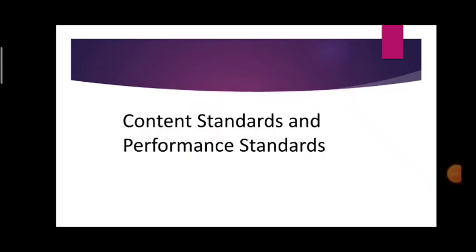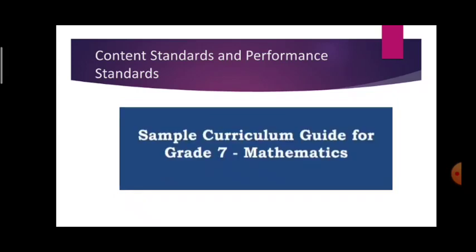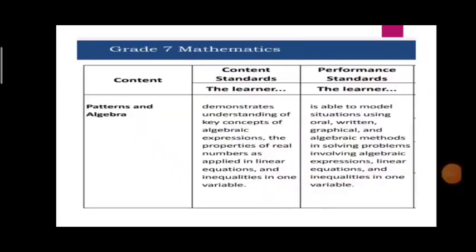Start with content standards and performance standards. So we have here an example of content standard and performance standards that we can see in the K-12 Mathematics Curriculum from the Department of Education. So we have here a sample curriculum guide for grade 7 mathematics. We have here first the content, patterns and algebra, followed by content standards. The learner demonstrates understanding of key concepts of algebraic expressions, the properties of real numbers as applied in linear equations, and inequalities in one variable.